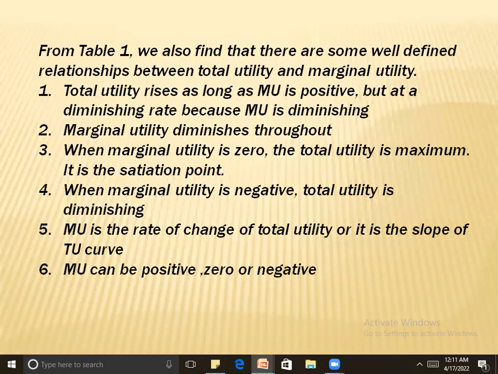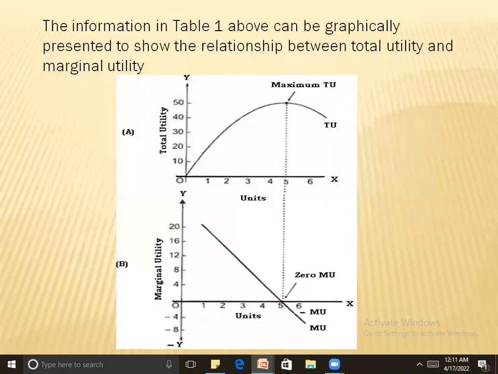From Table 1, we also find that there are some well-defined relationships between total utility and marginal utility. Total utility rises as long as MU is positive, but at a diminishing rate because MU is diminishing. Marginal utility diminishes throughout. When marginal utility is 0, the total utility is maximum. It is the saturation point. When marginal utility is negative, total utility is diminishing. MU is the rate of change of total utility, or it is the slope of the TU curve, that is, the total utility curve. MU, that is marginal utility, can be positive, 0 or negative.